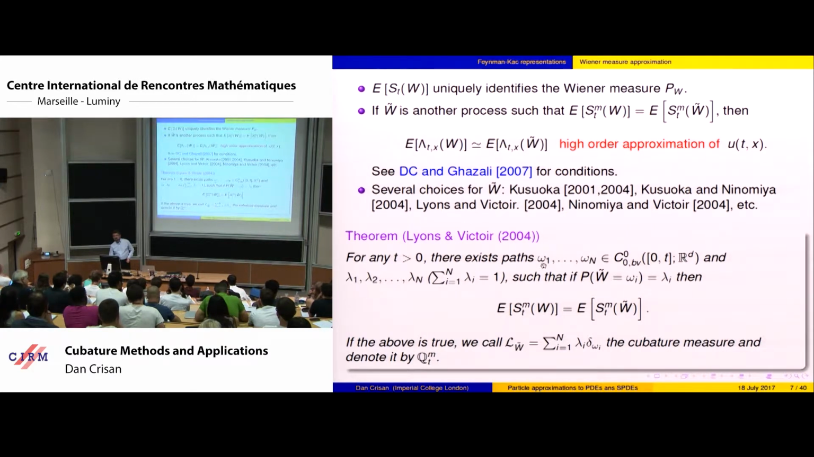And so there exists a finite set of paths, say capital N paths, and there exists a process such that the probability that the process takes any one of these paths is given by some lambda I. The sum of the lambda I is 1. So this is the distribution of the process, and this random process takes one of these paths, which has finite variation, with probability lambda I, and this process has the property that if you compute the expected value of the truncated signature of this process, it matches the expected value of the truncated signature of the Brownian motion.